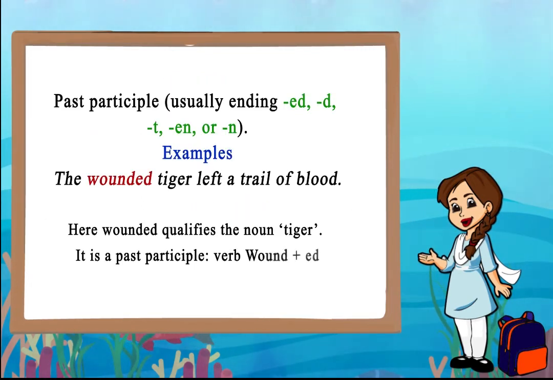Past participle usually ending ed, d, t, en, n. Examples: the wounded tiger left a trail of blood. Here wounded qualifies the noun tiger. It is a past participle. Verb wound plus ed.